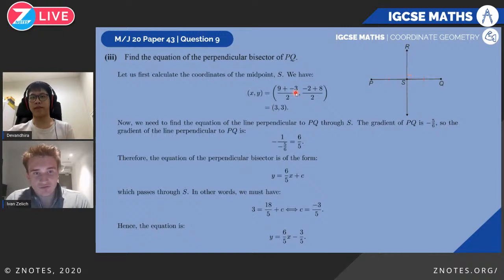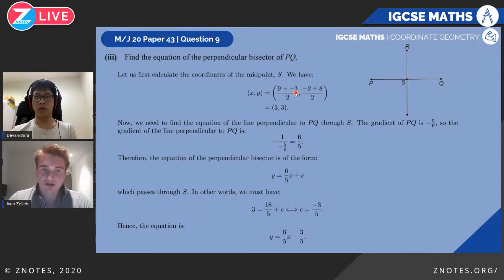Now we need to find the equation of the line perpendicular to PQ through S. The gradient of PQ is -5/6. The gradient of the line perpendicular to PQ is the negative of the reciprocal of the gradient of PQ. The reciprocal of -5/6 is -6/5, and then we just take the negative of that. So that ends up with 6/5.